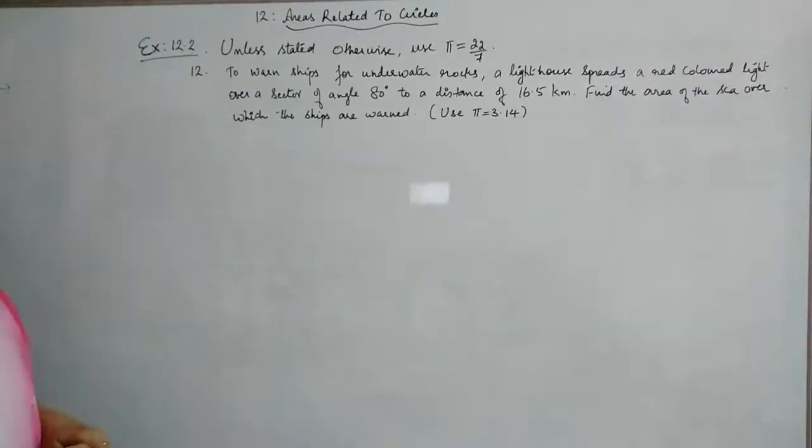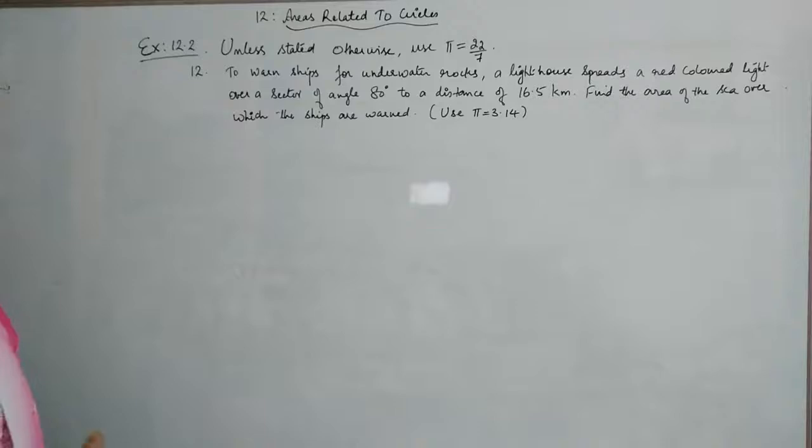Question number 12 is, to warn ships for underwater rocks, a lighthouse spreads a red colored light over a sector of angle 80 degree to a distance of 16.5 kilometer. Find the area of the sea over which the ships are warned. And here you have to use the value of pi as 3.14.